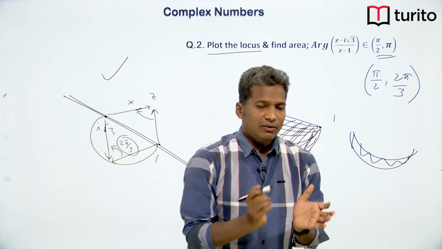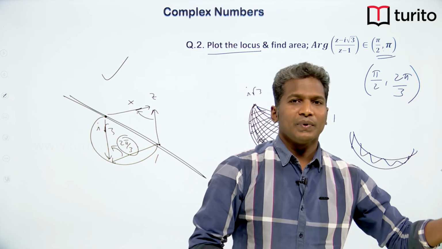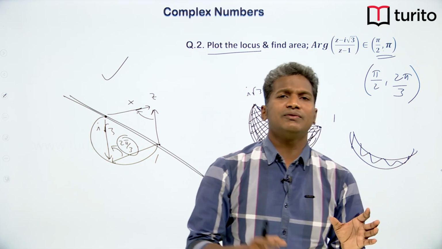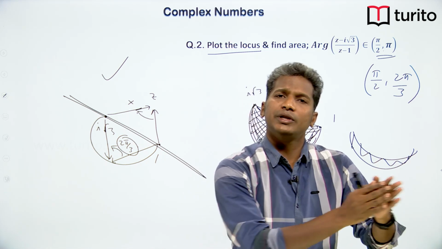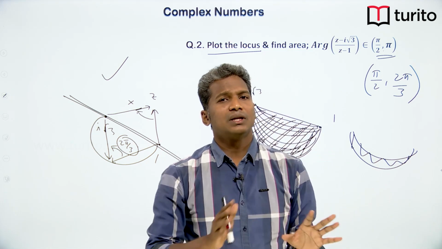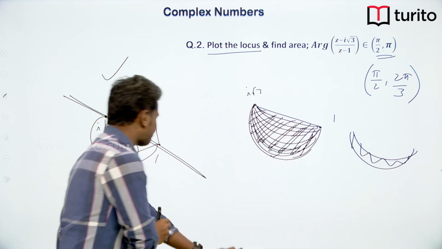Whenever anything is given, let us say mod z belongs to 2 to 3, then how do you do it? You first fix mod z to be equal to k and observe it, then vary that k between 2 and 3. That way you can clearly spot the locus. Can we move on to the next question?